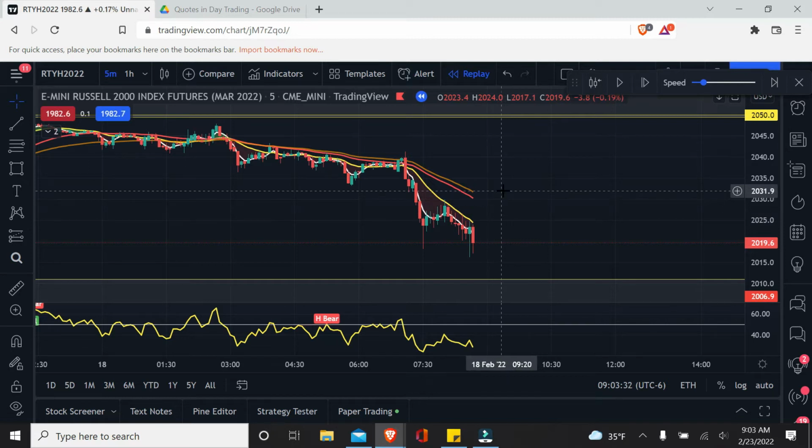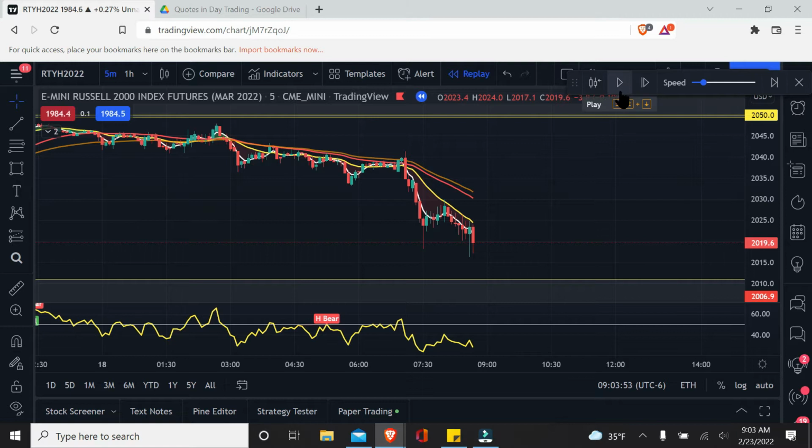I don't use the 200 because we're day traders, and most people watching this channel are day traders, in and out of positions within a couple of hours. We do not hold positions overnight, and that's why I like to use the 50 period. It's a little shorter moving average.